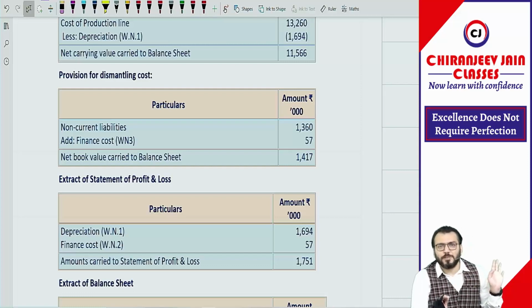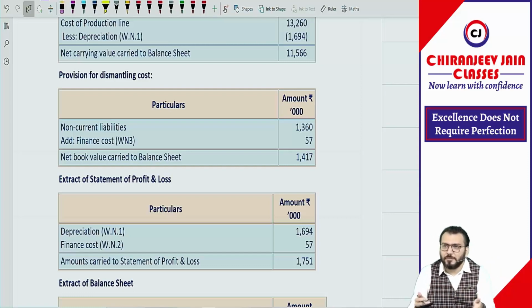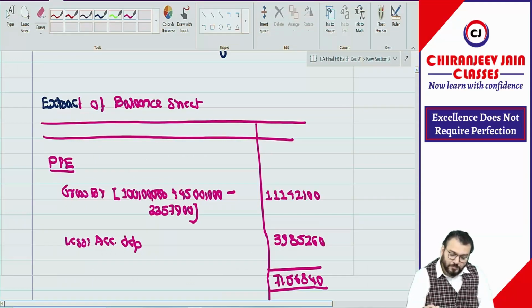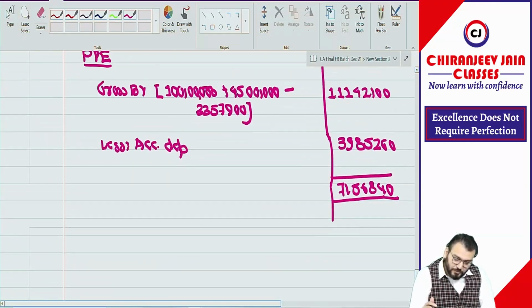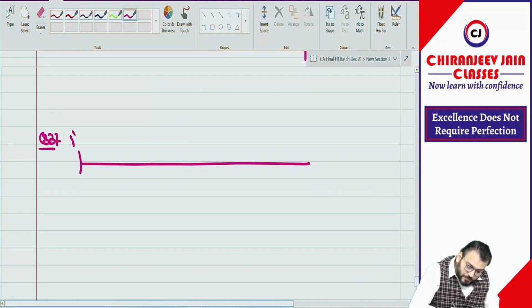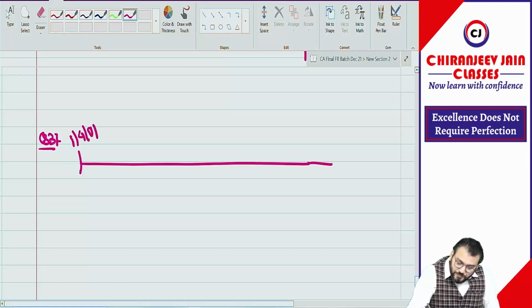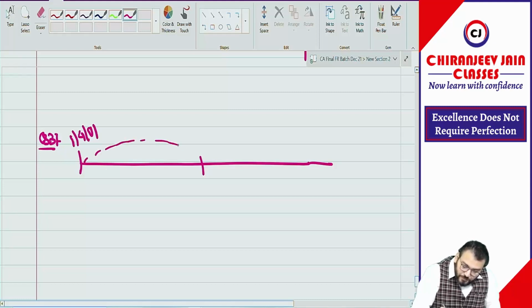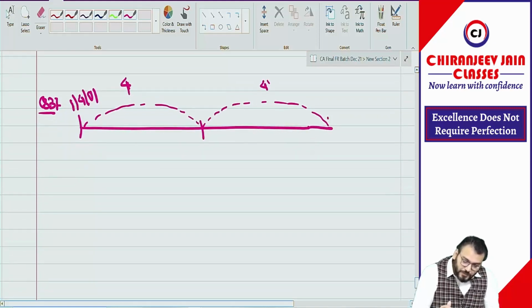Only one point needs to be explained, so I will do only the explanation of that part. The working you can do on your own. Only one point is required to be understood. So we are doing which question? Question number 37. Right now, what is the date? 1st April 2001. Then this is after 4 years. This is 4 years.